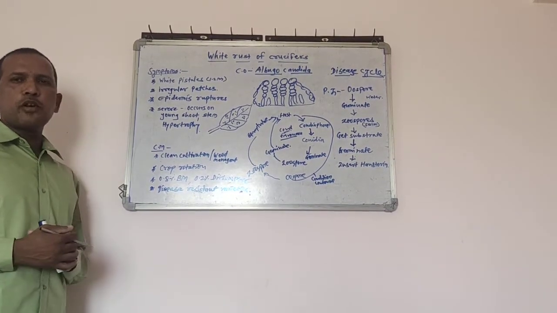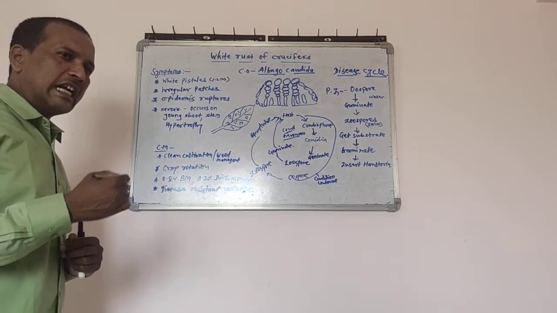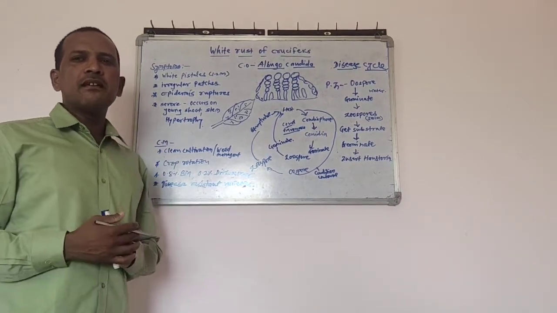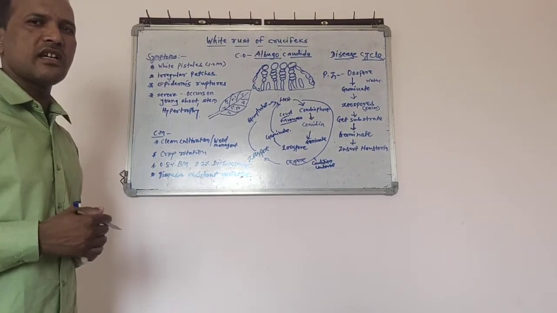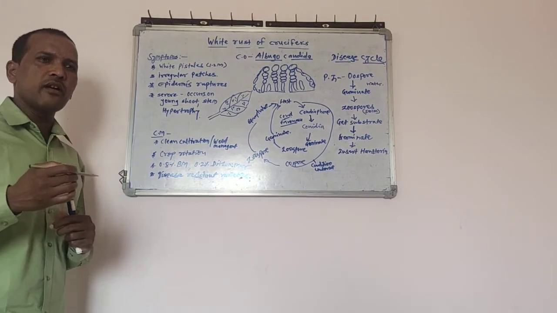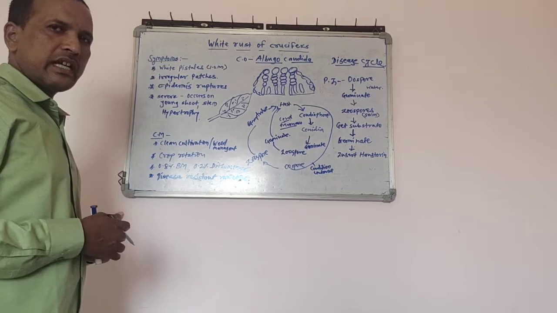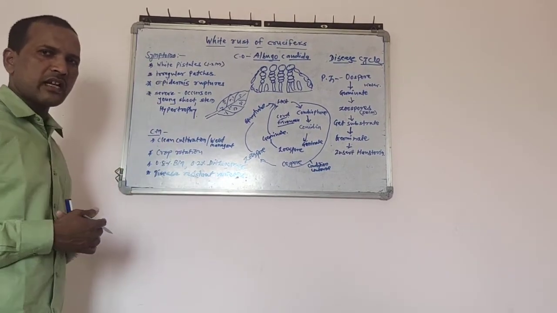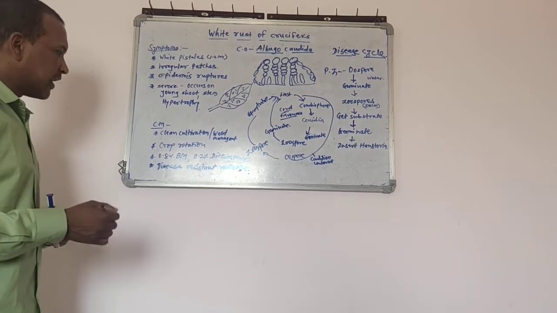The second important control measure is crop rotation. You cannot cultivate the same crop year after year, in the same season or the next season. You can rotate the crop. For example, firstly you have grown sugarcane, second year you grow another crop, third year you grow another crop. This can minimize the incidence of Albugo candida.